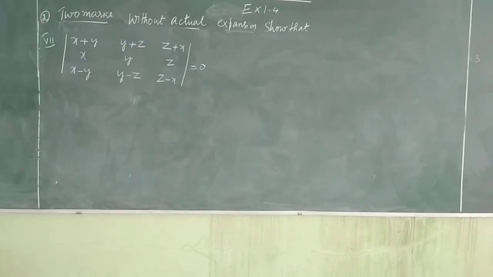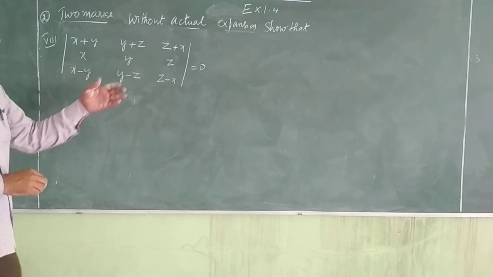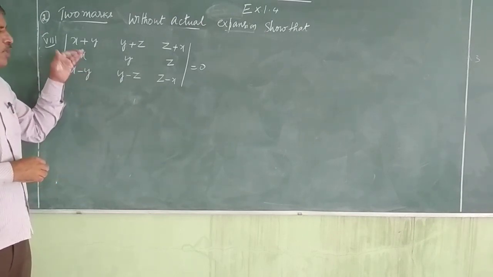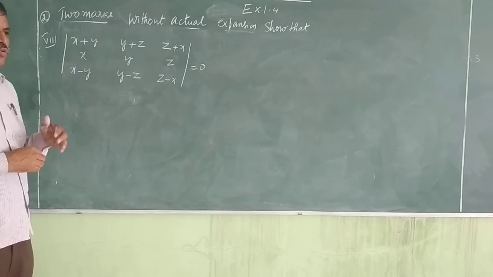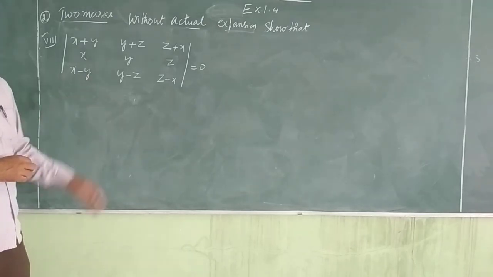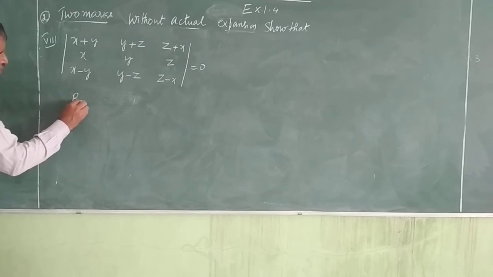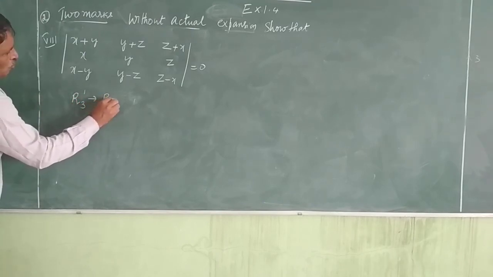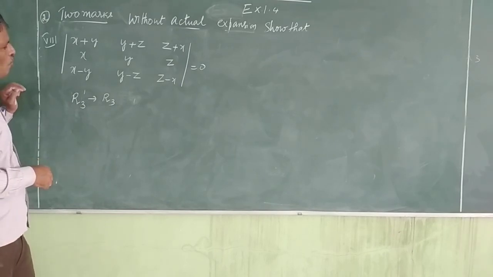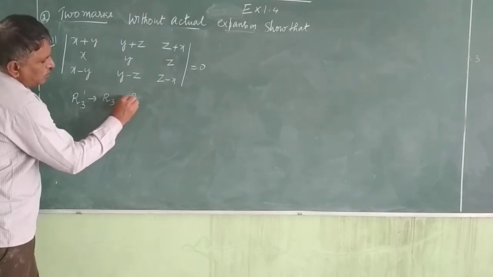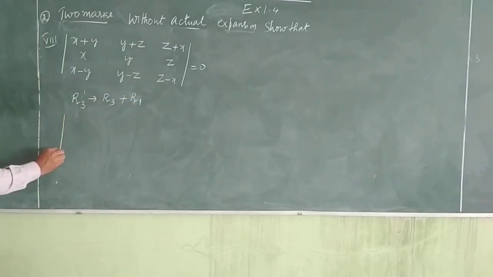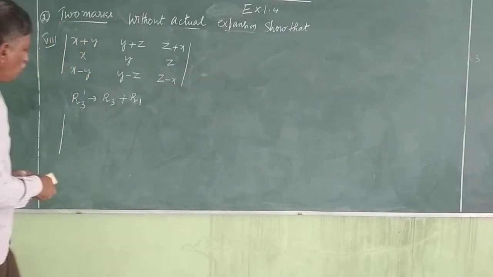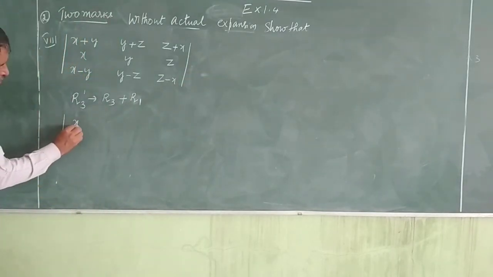Yes, sir. The next is the 8th question. I need to show again that this is 0. So you can consider the first row and third row. You subtract the first row from the third row, or the third row from the first row. I will change the third row: third row changes to third row plus first row. I need to prove it is equal to 0. I am changing the third row, which means I am not changing the first row.